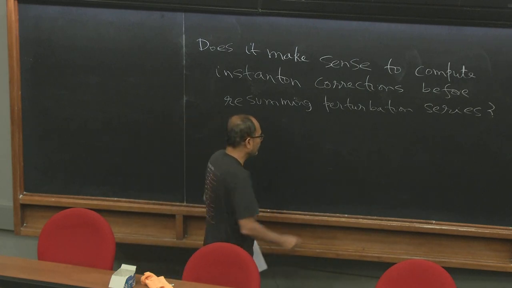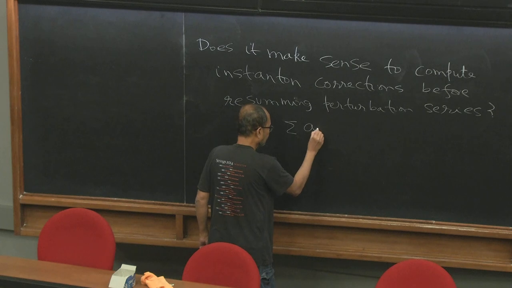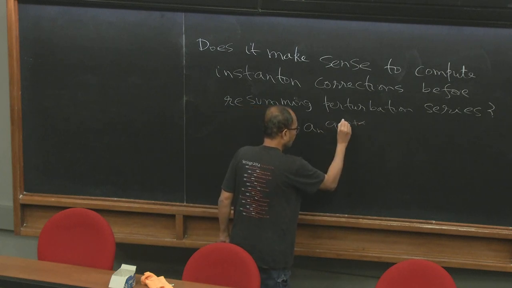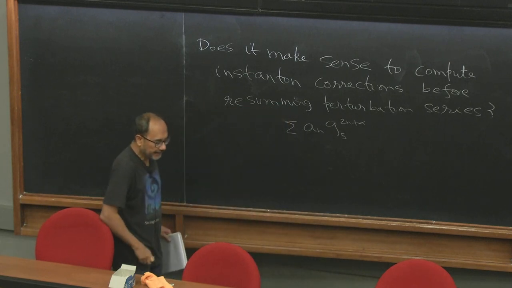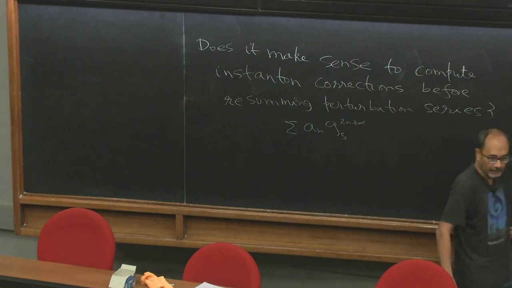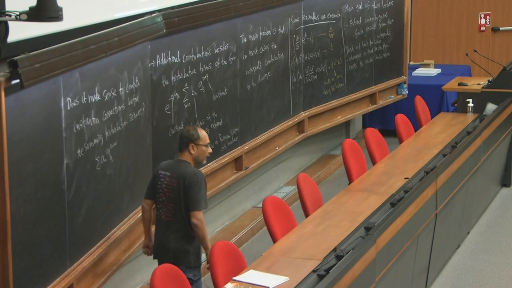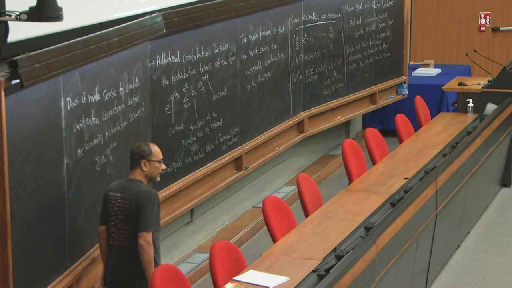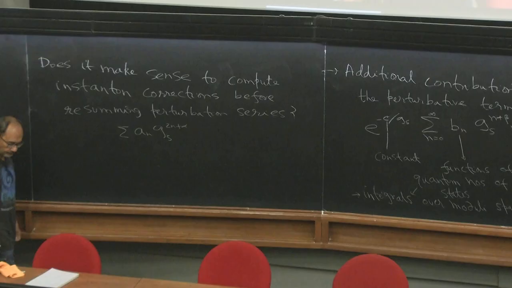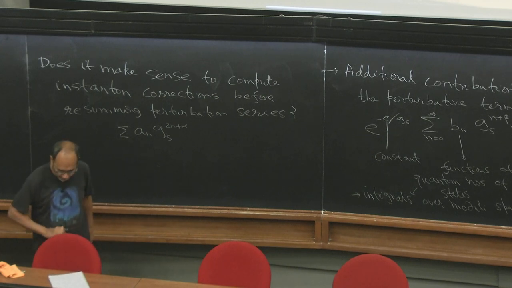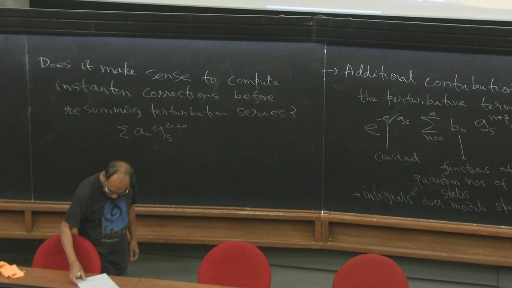Because as you saw, the perturbative series has this structure, sum over n g_s to the power 2n plus alpha. And clearly, every term in this expansion, in the small g_s limit, is larger than this one. So one may ask, does it make sense to talk about instanton corrections before we even sum the perturbative series? Here I'll try to give two answers, one practical and one more conceptual.